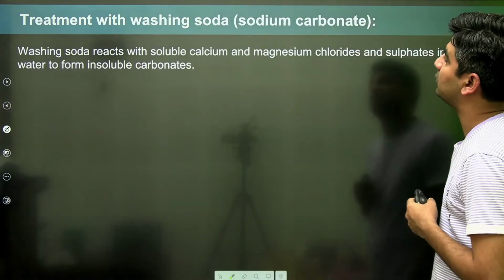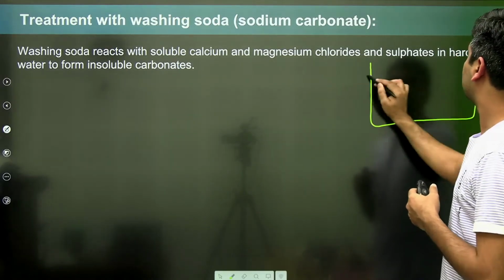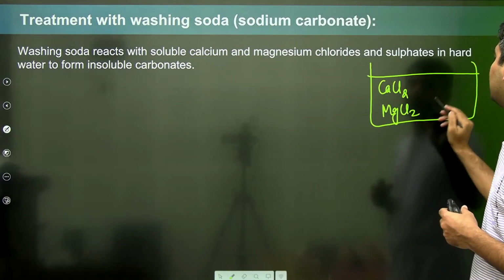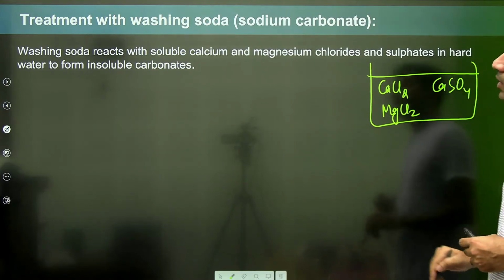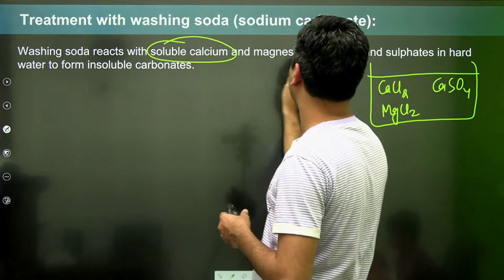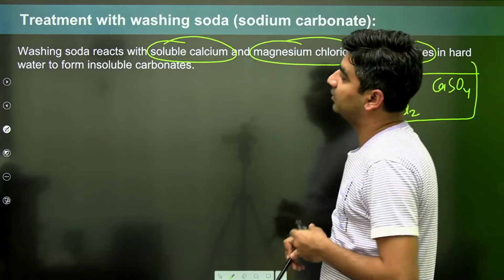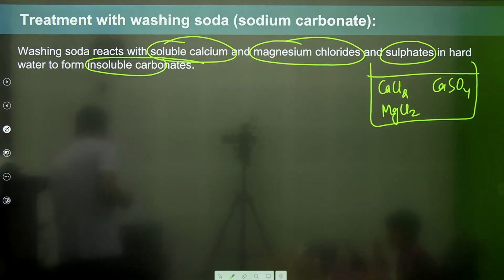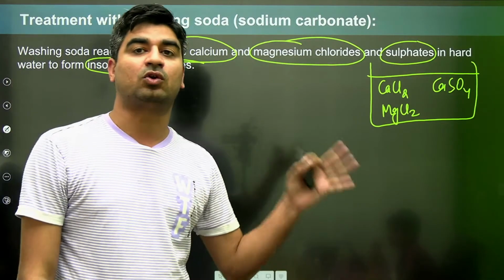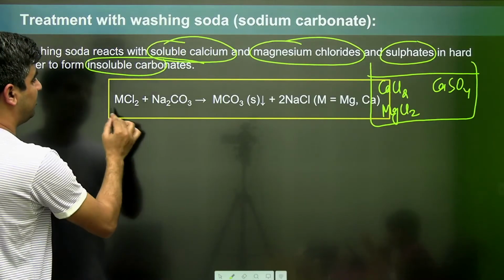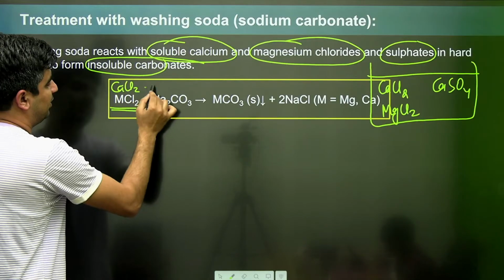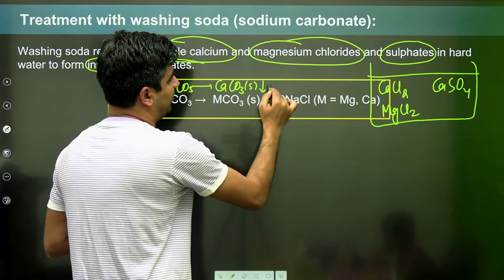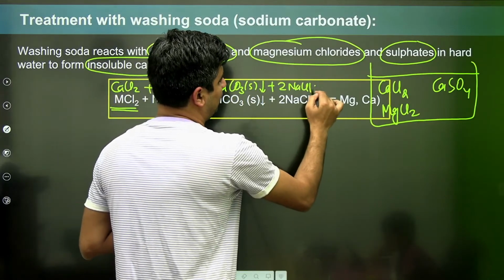So treatment with washing soda. So what will washing soda do? Now suppose your water is permanently hard. So you will be having CaCl2, you will be having MgCl2 or CaSO4. So washing soda reacts with soluble calcium and magnesium chlorides or sulfates in hard water to form insoluble compounds. So again you are trying to convert the soluble salts into insoluble compounds. So how will that happen? Suppose here you are taking CaCl2 plus Na2CO3. You are going to get CaCO3 solid. It will precipitate out and you will get 2NaCl.